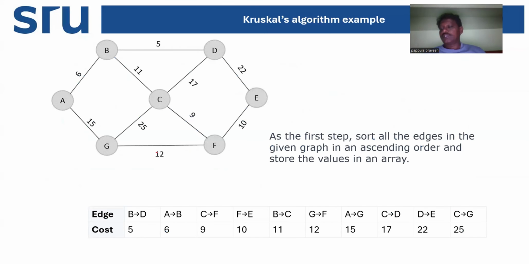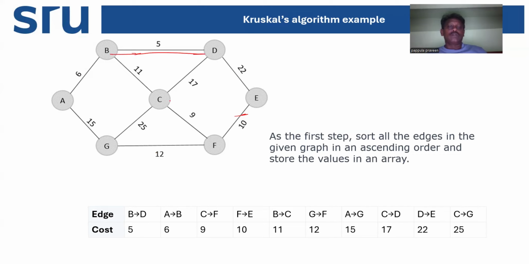Okay, now coming to this example, we have a graph. In this graph, we have seven vertices in total. The edges are A to B, A to C, B to C, C to F, C to G, A to G, G to F, F to E, E to D, and these are all the edges. Which is the minimum cost edge in the whole graph? I think B to D is the minimum cost edge.